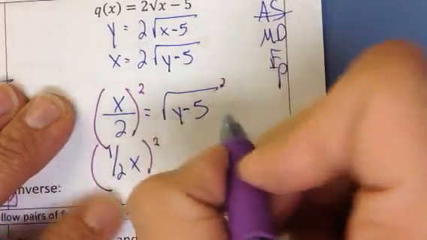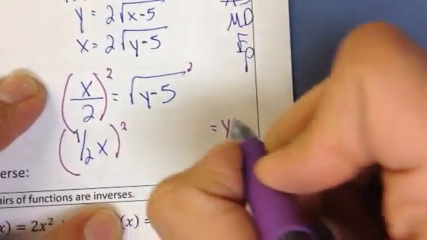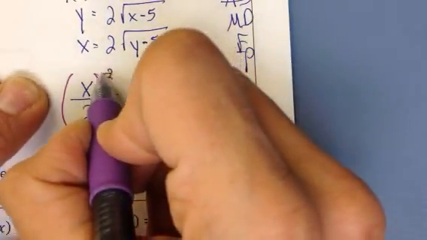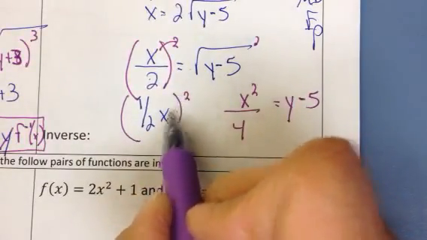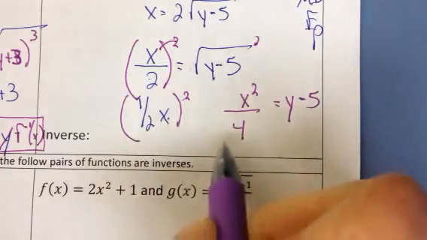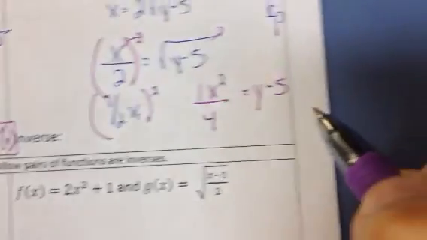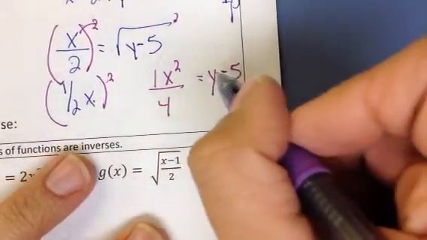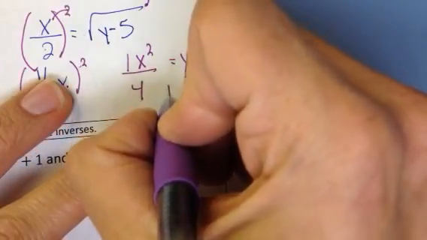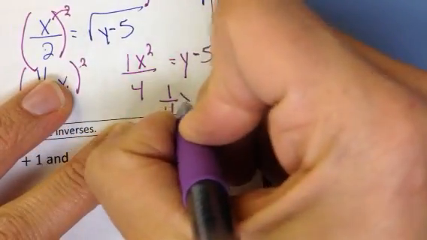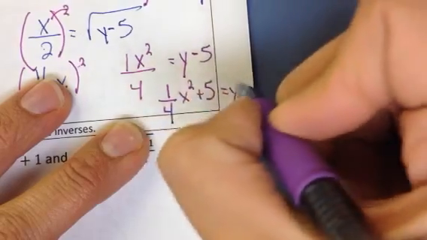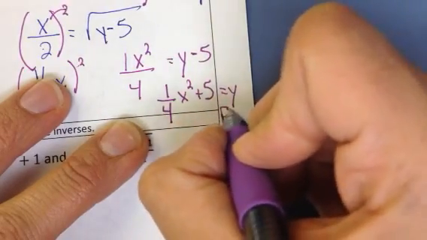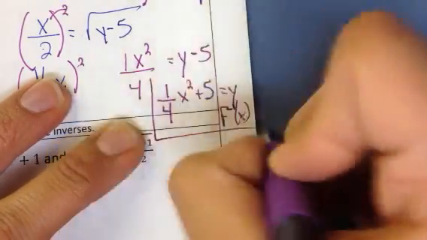So anyway, on the right side of the equal sign, we're just left with y minus 5. On the left side, I'm going to square the x for x squared, and I'm going to square the 2 for a 4. Or I'm going to square this x and 1/2, and 1/2 times 1/2 is 1/4. There's the 1/4. And now to get y by itself, I'm just going to add 5. So the way I'm going to write it is 1/4 x squared plus 5. And then again, you can replace y with the inverse notation. And there's your inverse.